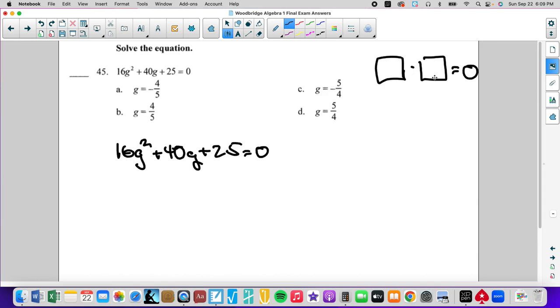So we want to turn it into the product of two things. Currently, it's addition and subtraction. So when we turn addition and subtraction into multiplication, we call that factoring. There's no common factor.